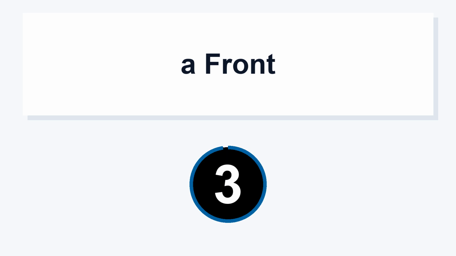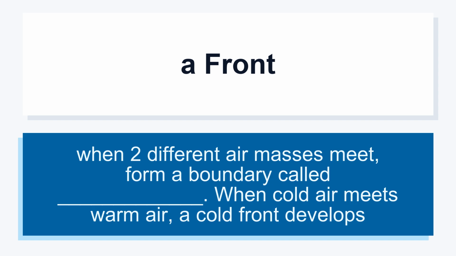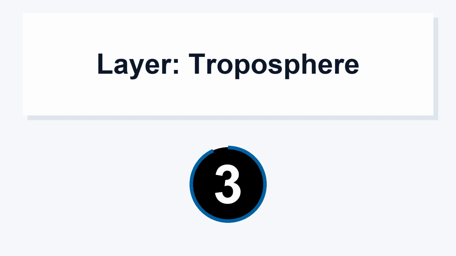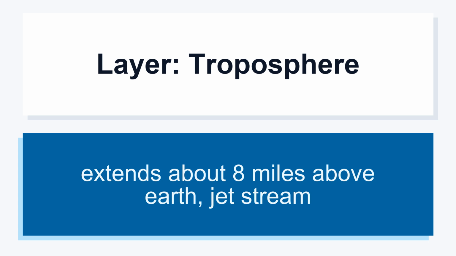A front: when two different air masses meet, they form a boundary called a front. When cold air meets warm air, a cold front develops. Layer, troposphere: extends about 8 miles above Earth, jet stream.